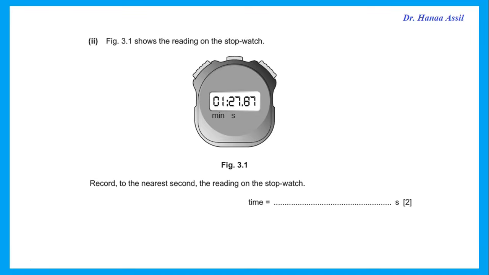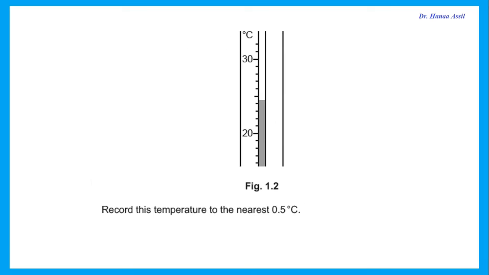Here, for example, he's saying record to the nearest second. So here we have 1 minute and 27.87 seconds. That's what you have in that stopwatch. So how do I record it in seconds? Of course, the 1 minute is 60 seconds plus the 27.87, which is actually 28. So the total is 88 seconds. I hope you're familiar with all of this.